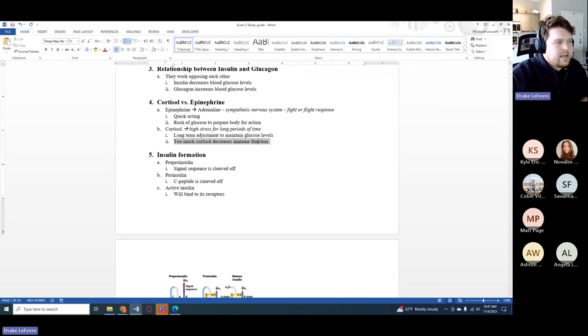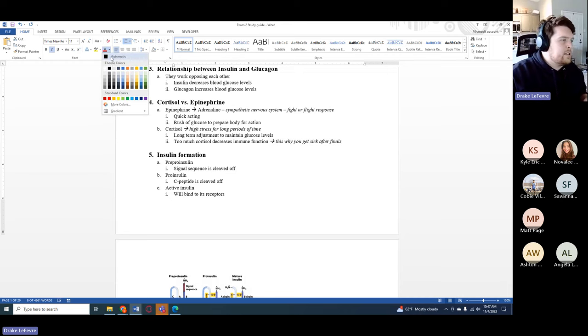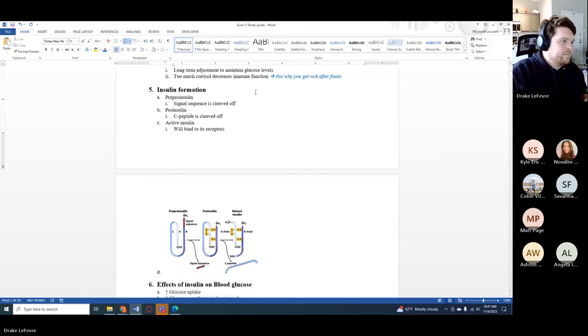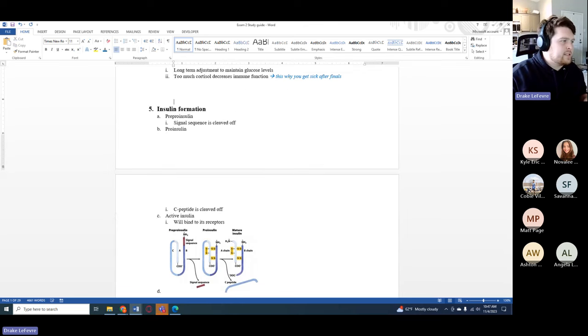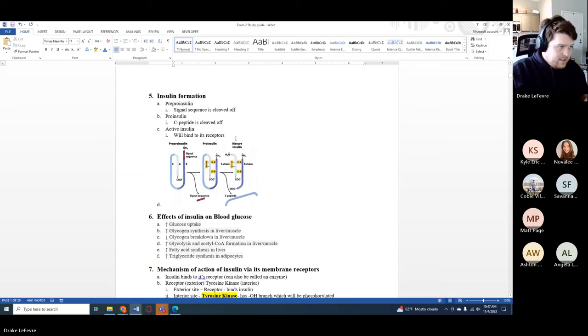And also, too much cortisol decreases immune function. This is why you get sick after finals. I get sick pretty much every single trimester for two or three days right after finals, because cortisol goes super high, you get really, really stressed, and it decreases your immune function. And as soon as it's over, your body relaxes, and then you get sick. If you didn't know that, most people tend to get sick for a day or two after finals. So just be prepared for that. That's not on the test, but that's life advice.